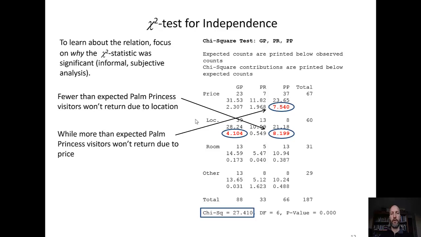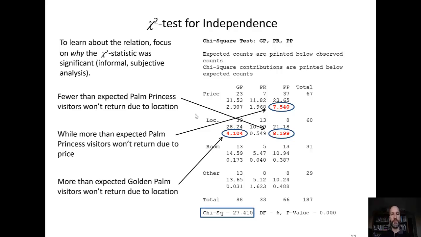On the other hand, if we look at the price at Palm Princess, we expect about 24, but we observed 37. So that says that more than we expected are not coming back because of the price. And so despite having a good location, people are not happy about having to pay so much to stay at this hotel. So the manager might want to consider reducing the price for the Palm Princess.